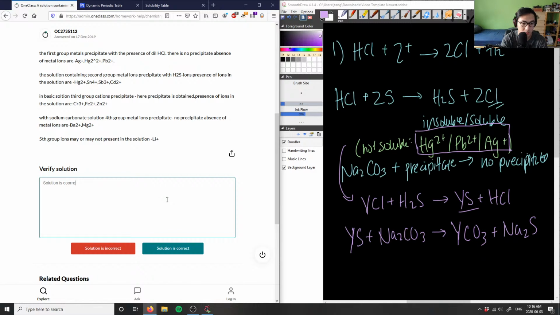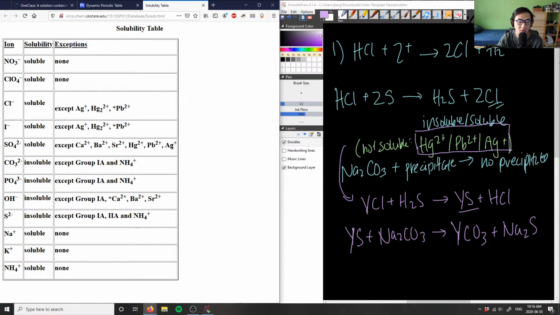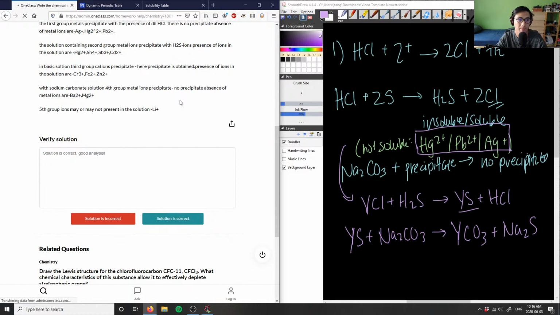Solution is correct. So it's really testing your knowledge about the solubility rules. And usually you're actually given these solubility rules on a test. You're not really expected to memorize this, just because it is quite a bit to memorize with all of these compounds here. So solution is correct.